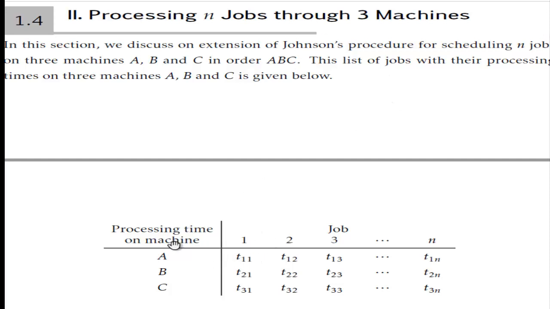So as you could see here, the processing time on a machine, the jobs are 1, 2, 3 up to n, and there are 3 machines. So this is written, now these machines are on the row side and the jobs are on the column side. We could put it the other way also, but now because the jobs are many, we can do it this way, or we can do it that way also, like in the previous example. And these are the processing times, right?